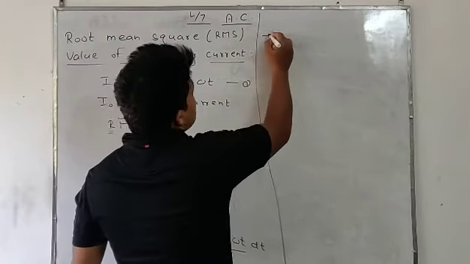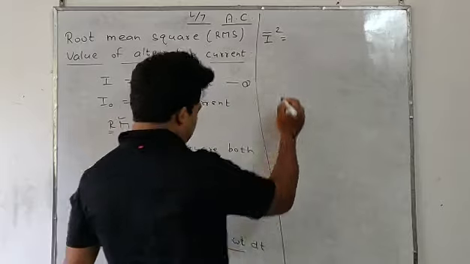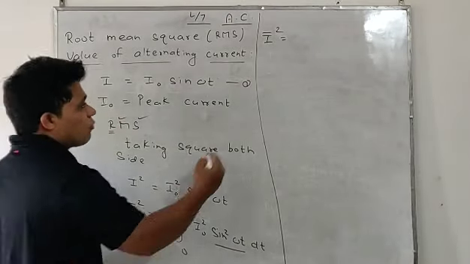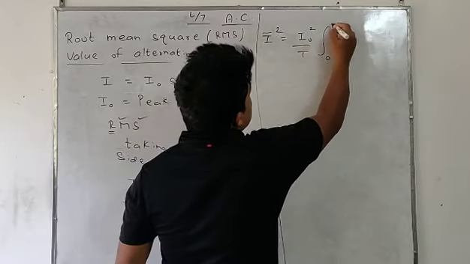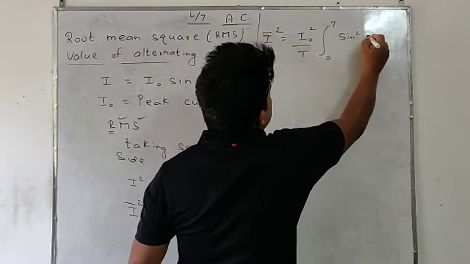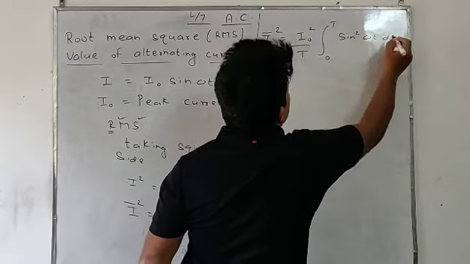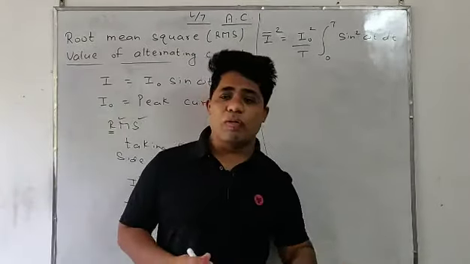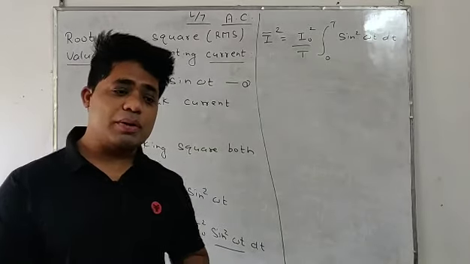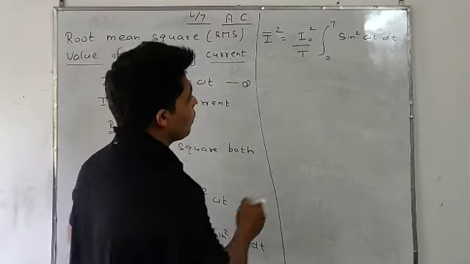First of all, I am going to solve the equation for I bar square. I naught, the peak current, comes outside from integration: I naught square by T, limit 0 to T, sin square omega t into dt. Look at students, this is sin square omega t, and there is no direct formula for the integration of sin square theta. We have to break this formula.